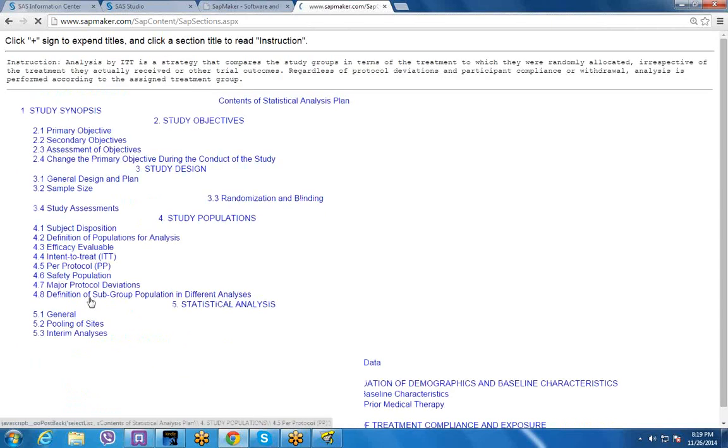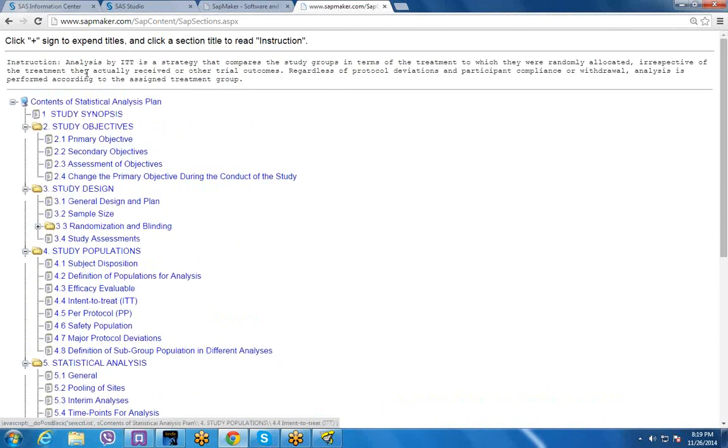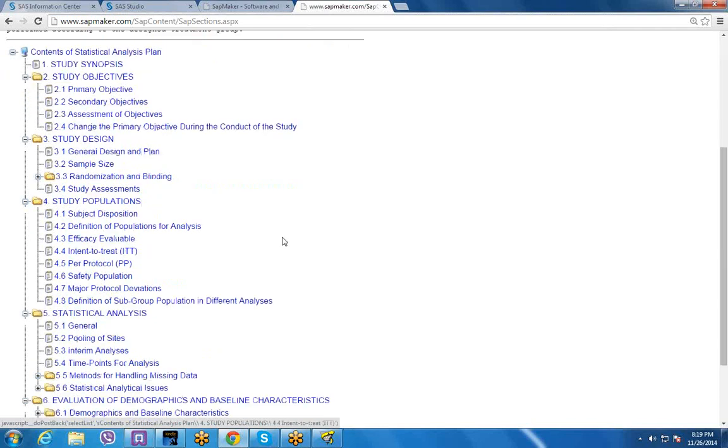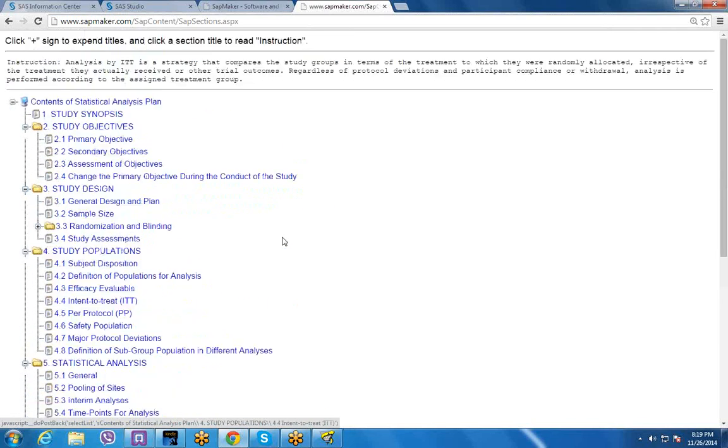Then intent to treat means, as it shows here: analysis by intent to treat is a strategy that compares the study groups in terms of the treatment to which they were randomly allocated, irrespective of the treatment they actually received or other trial outcomes. Regardless of protocol deviations and participant complaints or withdrawal, analysis is performed according to the assigned treatment group. Got it? So this is called the ITT population. These contents will be there in the SAP.